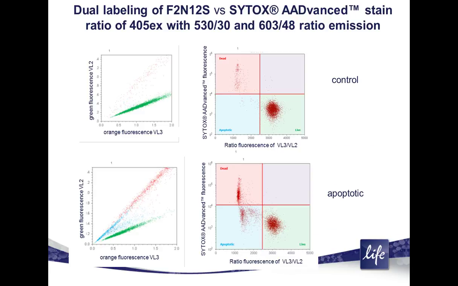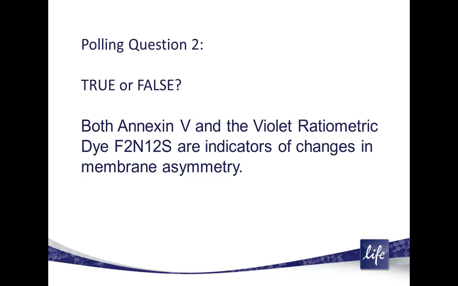Here we see the orange and green fluorescence in the dual parameter plots on the control and treated sides. The plots on the right use a ratio parameter on the x-axis, and the ratio is shown in a dual parameter staining with a dead cell stain. Again, this data was collected on the Attune cytometer, which does support this derived parameter. The live cells are seen in the lower right quadrant. The apoptotic cells are in the lower left quadrant, and the dead cells are seen in the upper left quadrant.